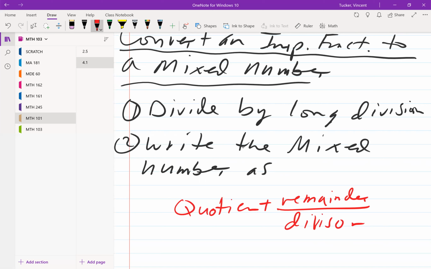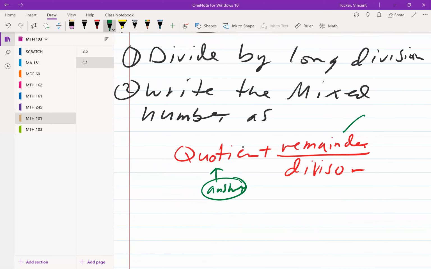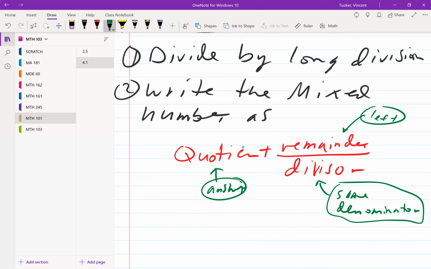All right. So that quotient, you're going to write the quotient as your whole number. In other words, that's your answer part. And you'll see what I mean in a second. Your remainder is what's left. That's going to be your new numerator, and you're going to keep the same denominator. That's what's left, and this is your same denominator. All right, so let's try that out.